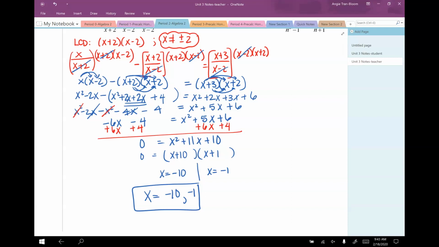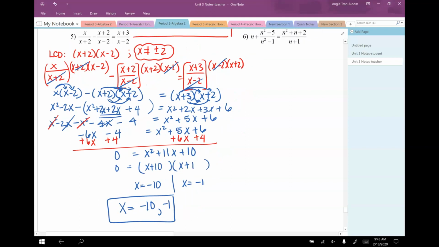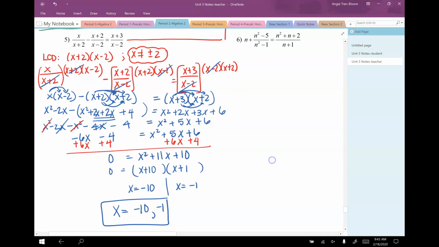So always go back and check with the big boss at the beginning. Last example of today. Example 6, is that completely factored out for us? No, so let's go do some factoring. Okay.